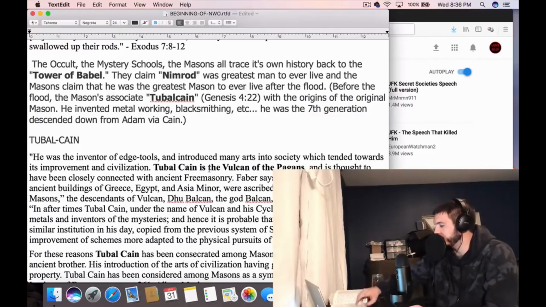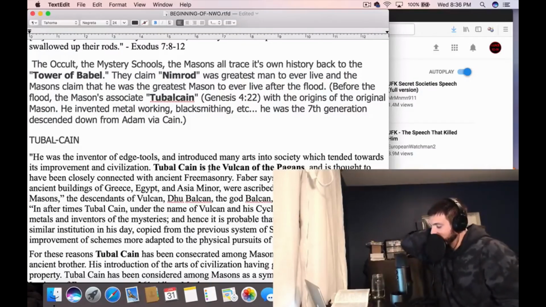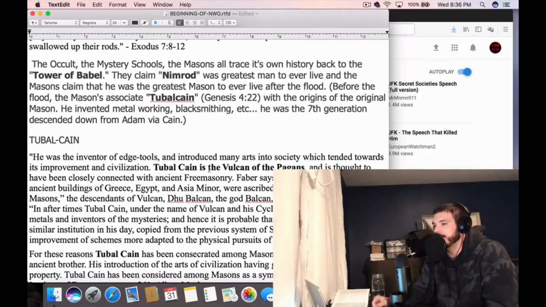I'm just going to read that real quick. Verse 22: And Zillah, she also bare Tubal-cain, an instructor of every artificer in brass and iron. And the sister of Tubal-cain was Naamah. So there's Tubal-cain, an instructor of every artificer in brass and iron, making things out of brass and iron. A blacksmith, metalworking, which could mean tools, weapons, musical instruments, many different things. But the Freemasons claim Tubal-cain was a Mason.